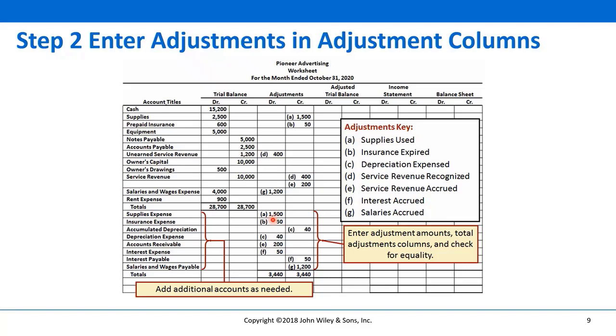And we know that when insurance expense is debited, the prepaid insurance account will be credited. Here we know that we have a prepaid insurance account. So in the adjustment column, we will credit $50 in the prepaid insurance row. $50 debit, $50 credit. You got our point.